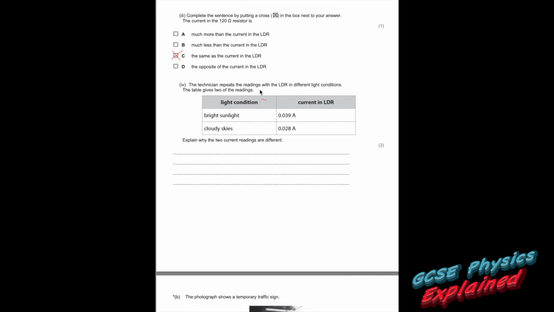Part 4. The technician repeats the readings with the LDR in different light conditions. The table gives 2 of the readings. So when it's bright, the current is 0.039, and when it's cloudy, which means it's getting darker, you can see the current is less. Explain why the 2 current readings are different. Well, we know that current is controlled by the size of resistance. So since this current got smaller, it must mean that the resistance of the LDR increased when it got darker.